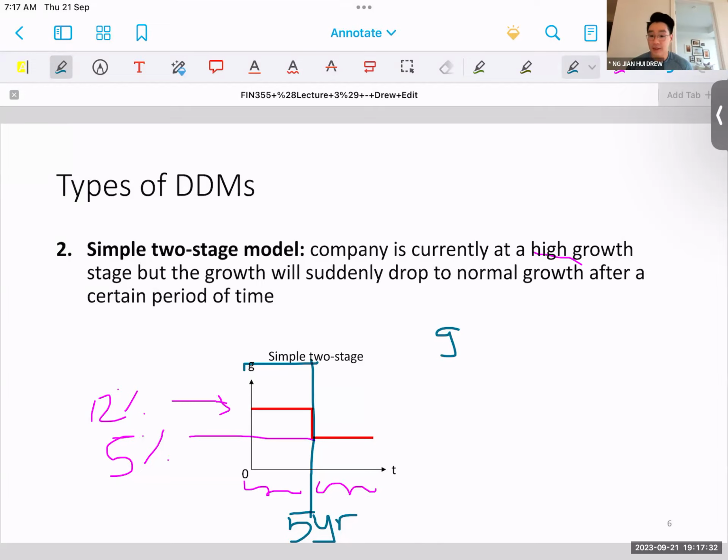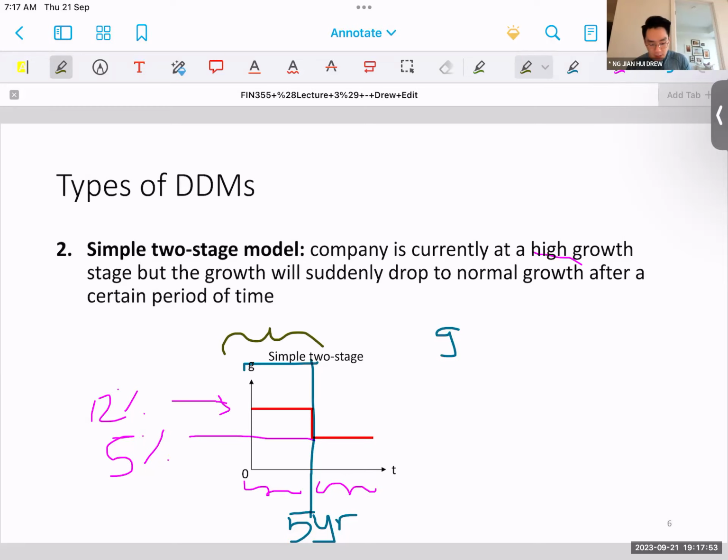So what we are calculating here in the first component is the PV at the high growth stage, right? So you can do a sum of PVs over 5 years, so 5 cash flows. If it's a yearly cash flow, that is 5 cash flows back to year 0.